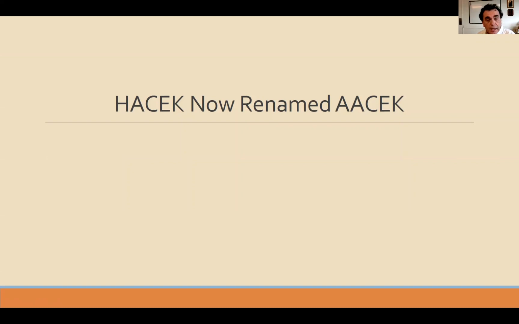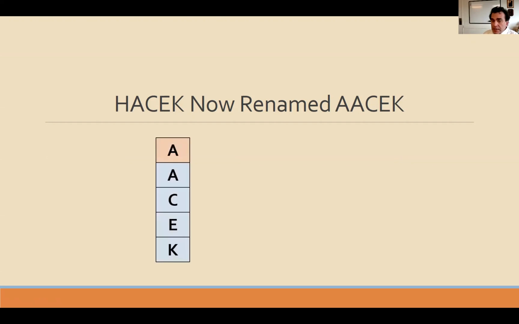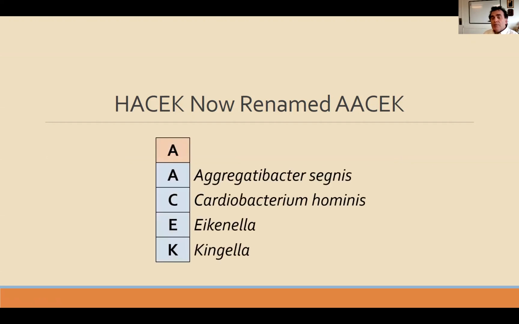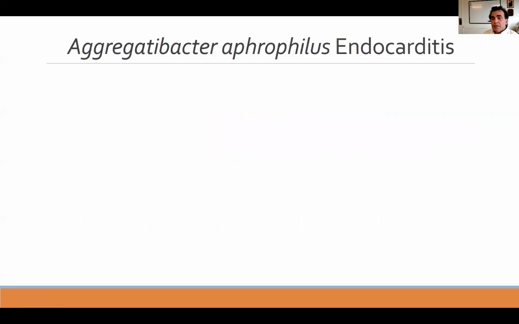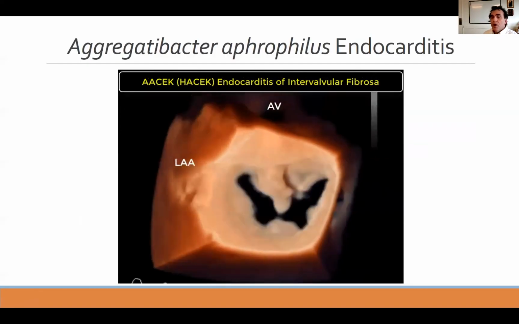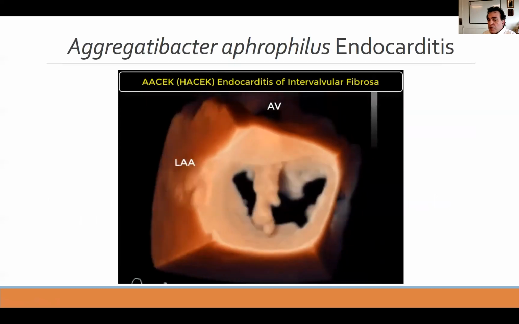But interestingly, HACEK is no longer called HACEK, but has recently been renamed HACEK with a new spelling. Why is that? Because the previous organism, which was called Haemophilus aphrophilus, is now called Aggregatibacter aphrophilus, and so instead of HACEK, we now call it ACEK. And recently we showed this on Twitter. If you're interested, you can look at this.